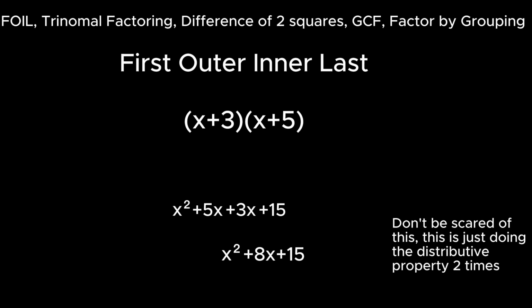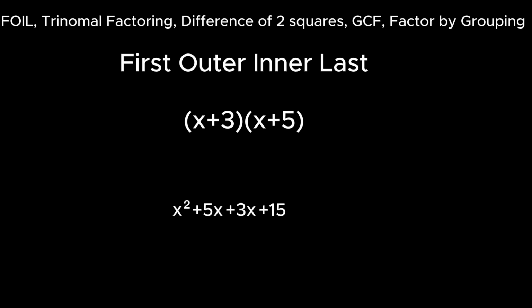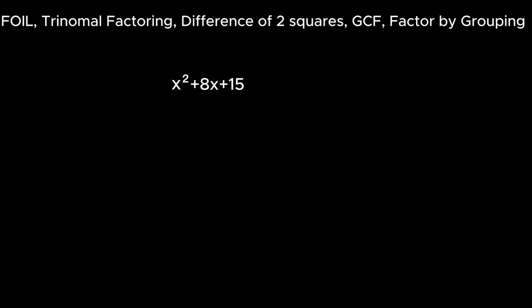And factoring is just the opposite of this. So right now we have this trinomial from multiplying these binomials together. So how do we get from this trinomial back to these two binomials? Well, factoring is just the opposite of foiling. And all we need to do here for this problem is just find two numbers that multiply to be 15 and add up to be 8.